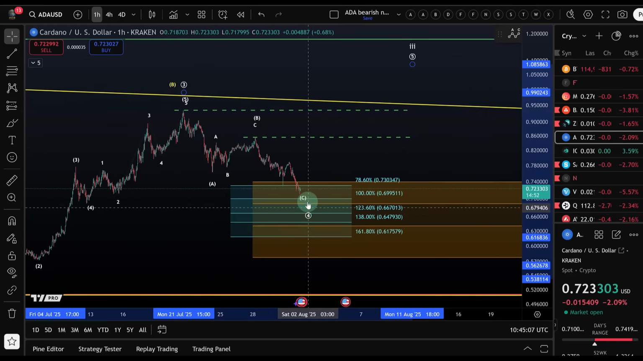Below that level, it's going to really get tough for the bulls. That doesn't mean further upside is ruled out, but it means that this is not an upside impulse anymore. Same discussion we had on the Bitcoin chart. So that's the update on ADA.